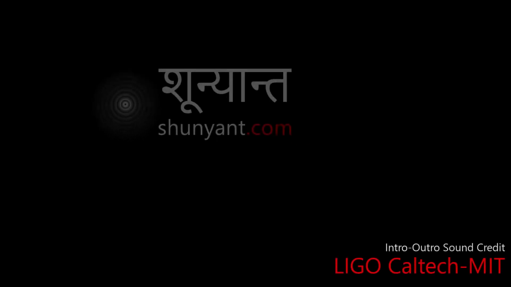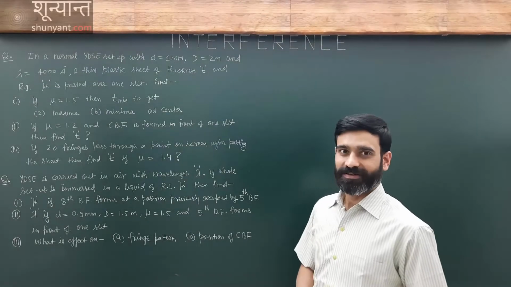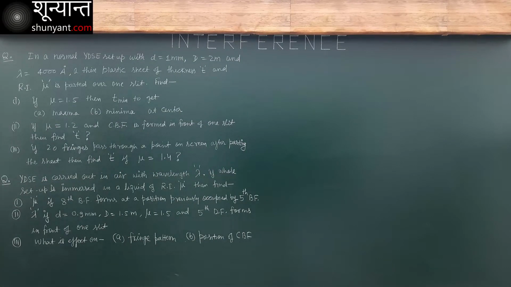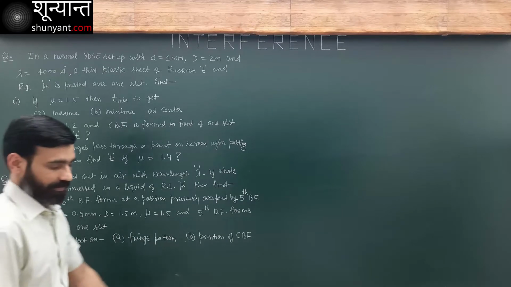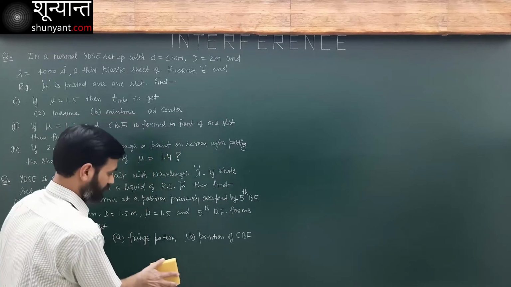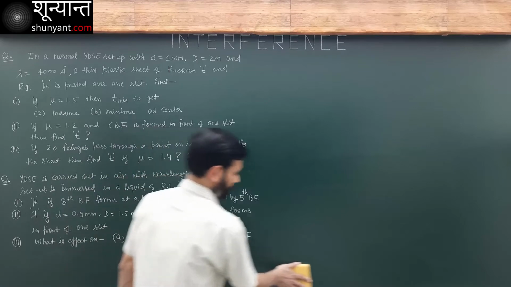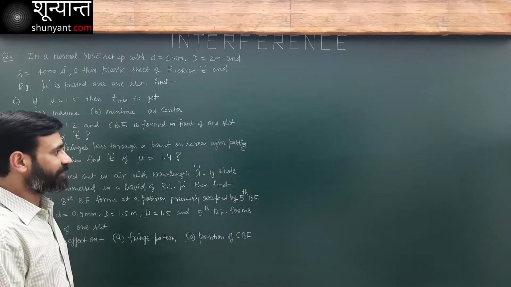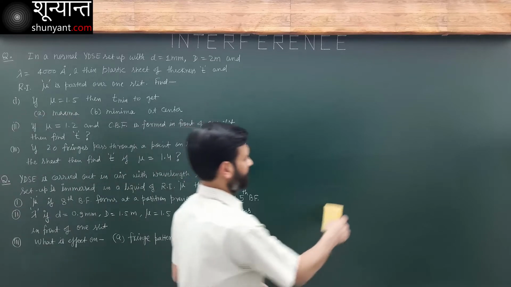Last lecture we discussed geometrical path and optical path and the significance of optical path. Okay, now let's do a few problems and then we will discuss some other interesting aspects of interference.